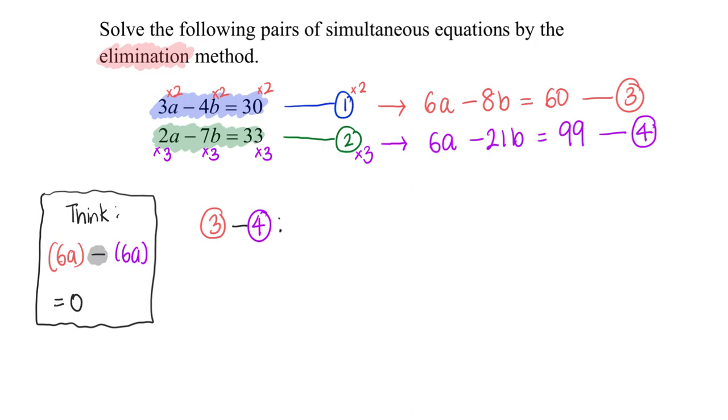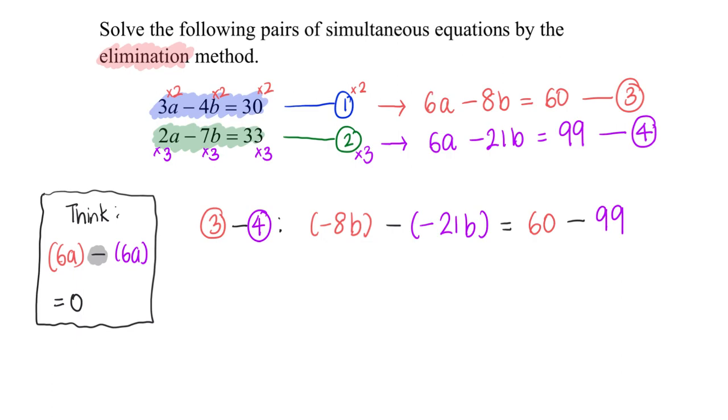Okay, so 6A minus 6A is 0. I will have my negative 8B minusing my negative 21B. So similarly, at the other side of this equation, 60 minus 99.